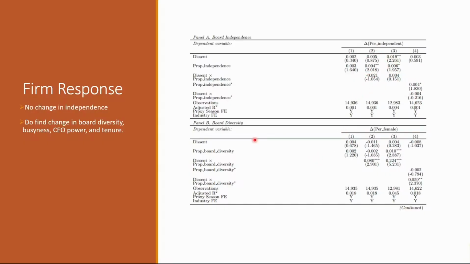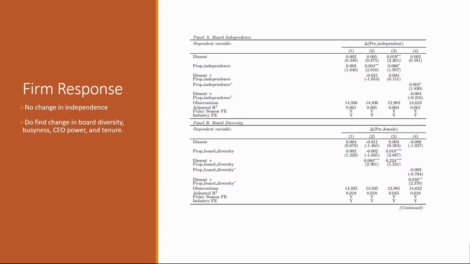But when they look at other things like board diversity, yes. If there's a dissent, diversity goes up next year based on who's being nominated. And I don't have the tables for the other ones, but for CEO power, like the CEO is chairman of the board as well as CEO. Directors are tenured. Directors are too busy.